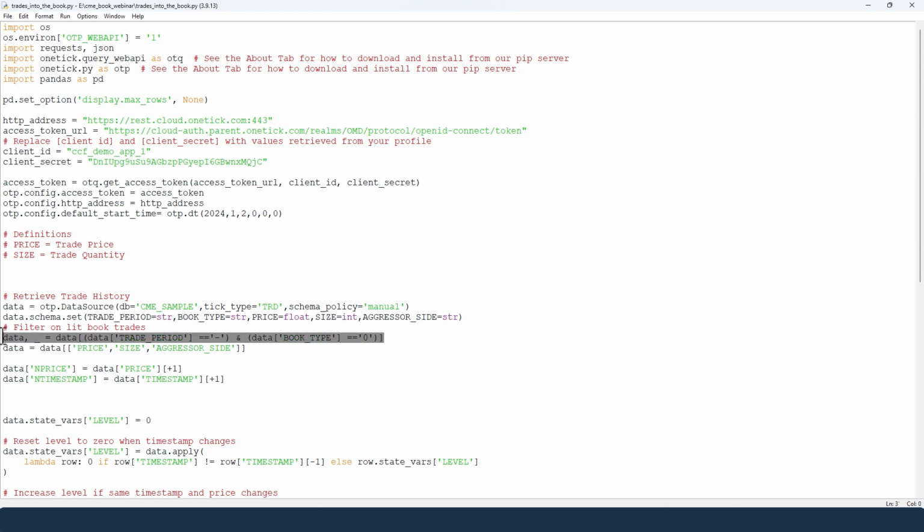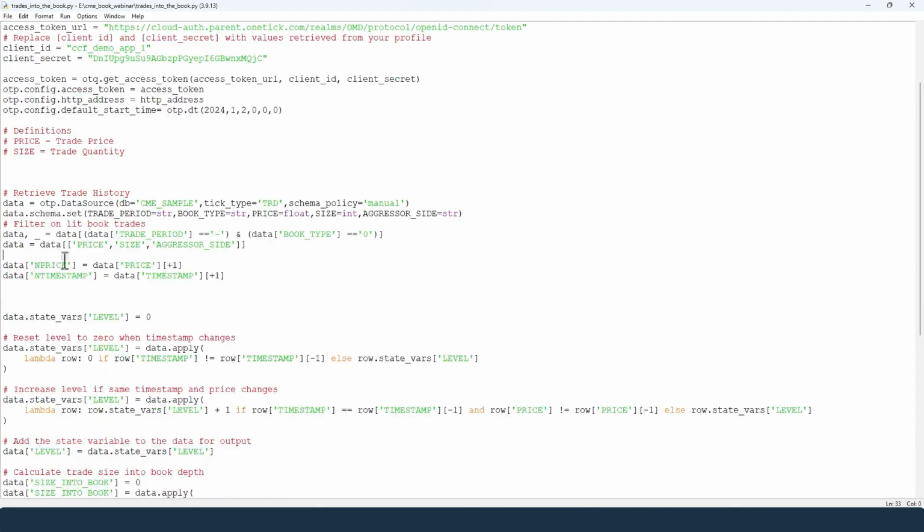I'm filtering on trade period is hyphen and book type is 0. So I'm only wanting lit book trades. I want to take out all of the off-book trades. Then I'm interested in price, size, and aggressor side.